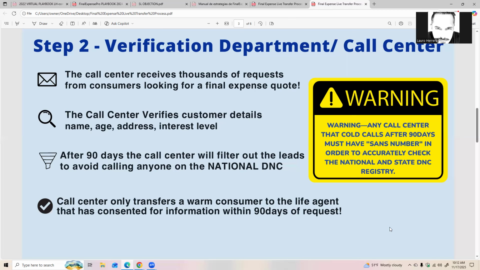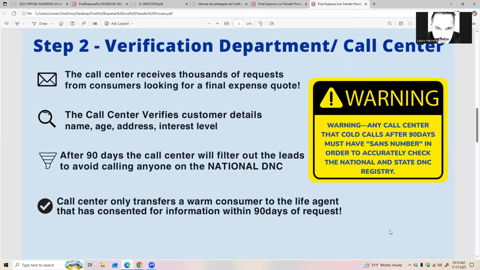So for all of you guys that are new and did not know this, this is a problem for you. Because again, when that person sees the advertisement and calls in real time, it creates a timestamp. And from that timestamp, we have 90 days where we can contact this person and talk to them about final expense, regardless if this person's on the national do not call registry. Call centers only transfer a warm consumer to the life insurance agent that, again, has consented for the information within 90 days of that request.